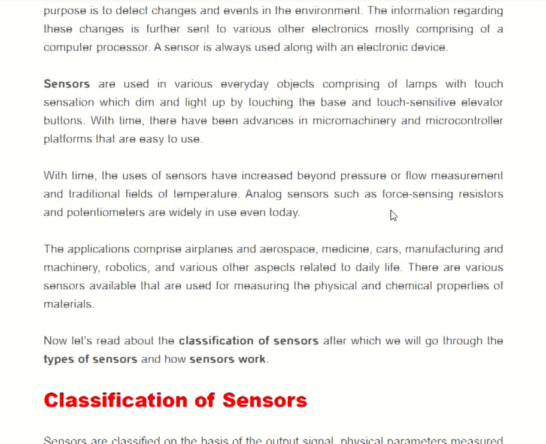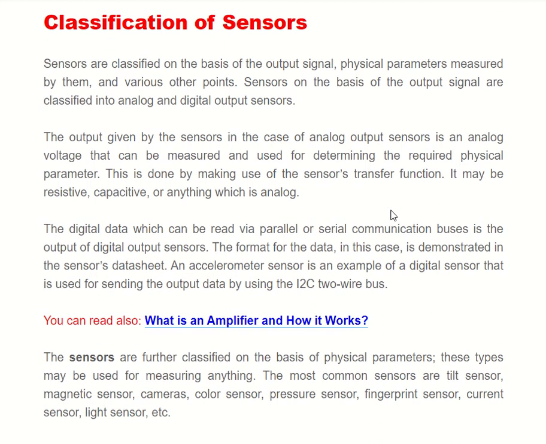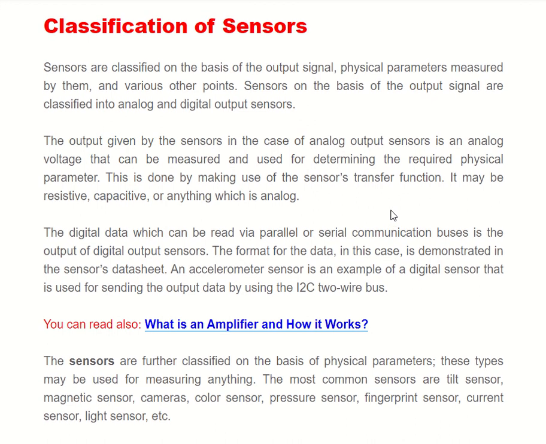Now let's see the classification of sensors. So firstly, sensors are classified on the basis of the output signals, physical parameters measured by them, and different other points. And on the basis of the output signals, we classify our sensor as analog or digital, right? So sensors on the basis of the output signal are classified into analog and digital output sensors.